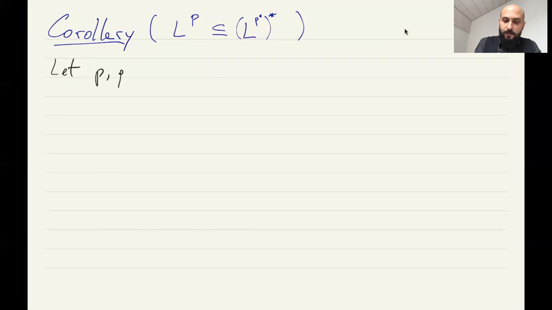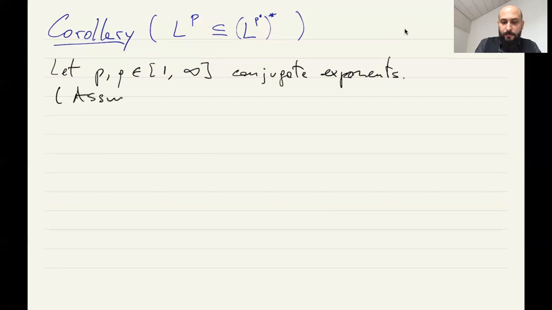Let p and q be in [1, infinity], with 1 and infinity included, conjugate exponents. And we need to assume that mu is sigma finite in the case we are considering p equal to infinity. Otherwise, it's not necessary.